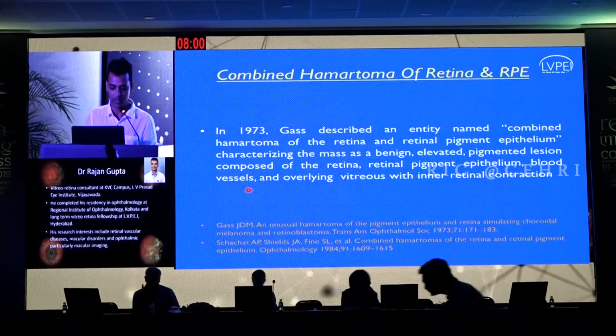It was described in 1973 by Gass as a benign elevated pigmented lesion composed of retina, retinal pigment epithelium, blood vessels, and overlying vitreous with inner retinal contraction. Based on his clinical observations, he laid down certain clinical features which were consistent with the diagnosis of combined hamartoma.